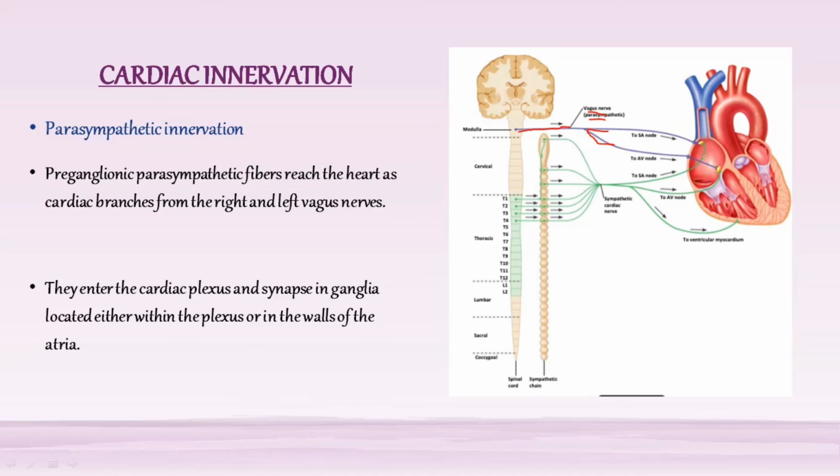On the heart there is the presence of the cardiac plexus. So they enter the cardiac plexus and synapse over there. They synapse in the ganglia, which is located either within the plexus or in the wall of the atrium. So the synapses of these preganglionic fibers occur on the wall of the atria or within the cardiac plexus.